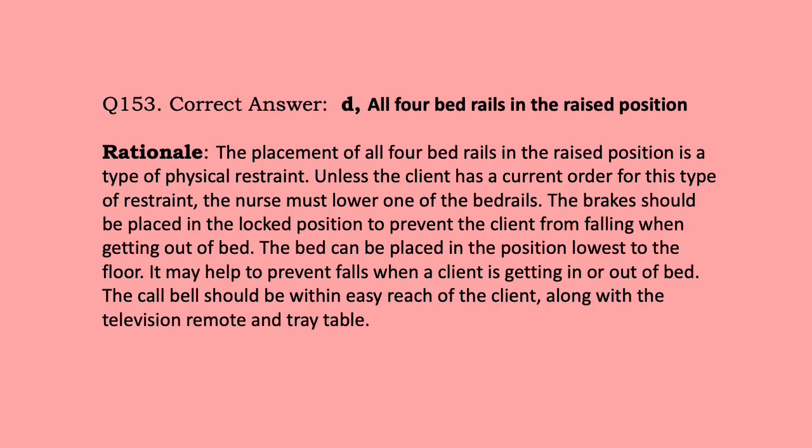Correct answer, D. All 4 bed rails in the raised position. Rationale: the placement of all 4 bed rails in the raised position is a type of physical restraint. Unless the client has a current order for this type of restraint, the nurse must lower one of the bed rails. The brakes should be placed in the locked position to prevent the client from falling when getting out of bed. The bed can be placed in the position lowest to the floor.